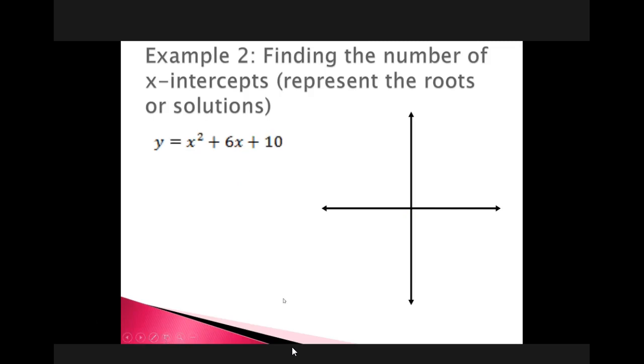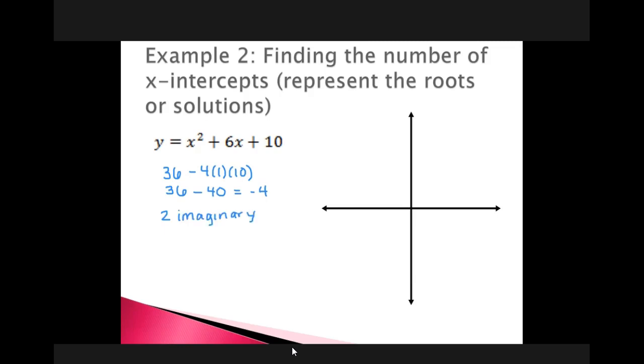Okay, find the number of x-intercepts that represent the roots or solutions. So once again, we have x squared plus 6x plus 10. So b squared minus 4ac gives 36 minus 40, which gives -4. So a -4 tells me I have 2 imaginary solutions.